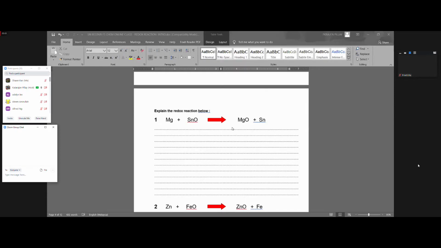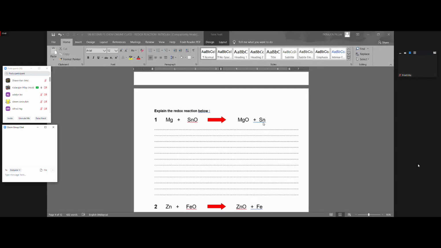Then we go for this one. Put down tin, T-I-N. In Malay it is timah, but in English we call it tin. In Roman numerals, you put 2 there. Tin 2 oxide is reduced to tin. Put a bracket there. What process is it? Reduction.